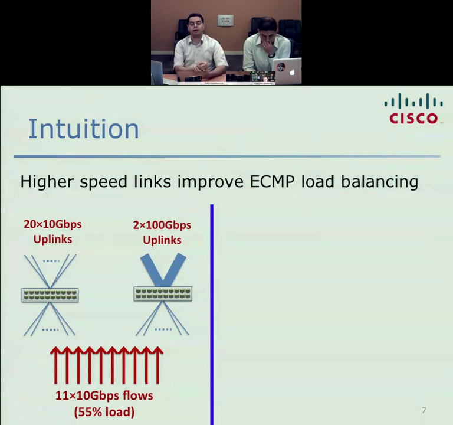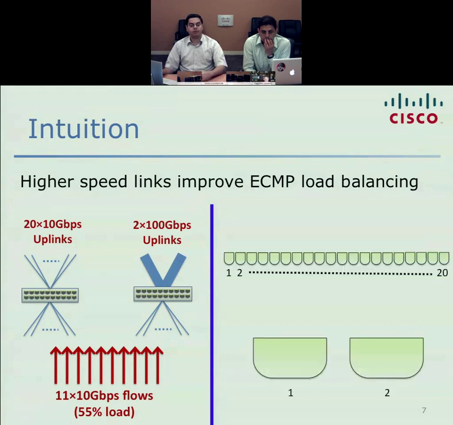What ECMP load balancing is going to do is take every flow and randomly assign it to one of the uplinks. So this is a probabilistic phenomenon as to how many flows get assigned to each uplink, and it can be modeled in what's called the balls and bins model. The idea is pretty simple. In one case, you have 20 bins, and each of them can fit one ball. This corresponds to the 10 gigabit per second uplinks. In the other case, you have two bins, and each can fit 10 balls. This corresponds to the 100 gig uplinks.